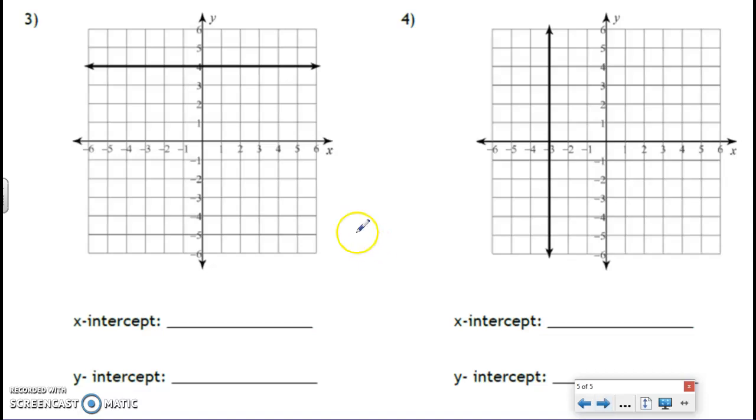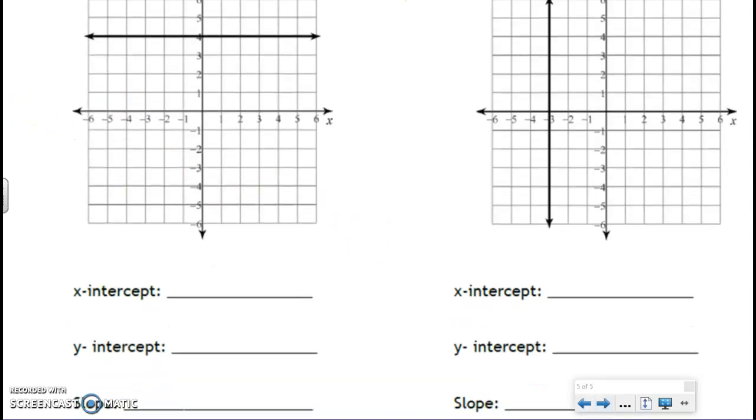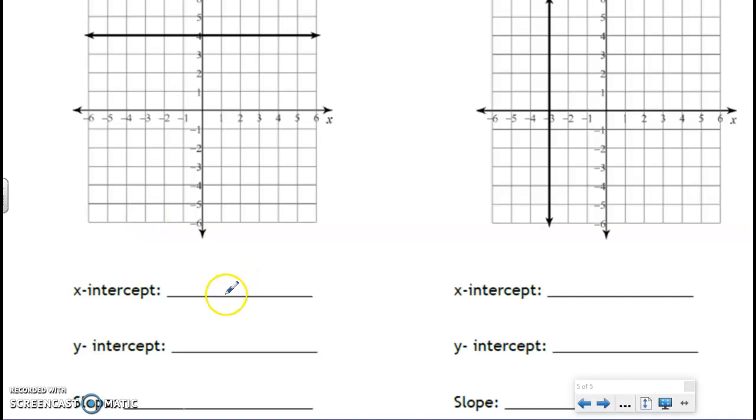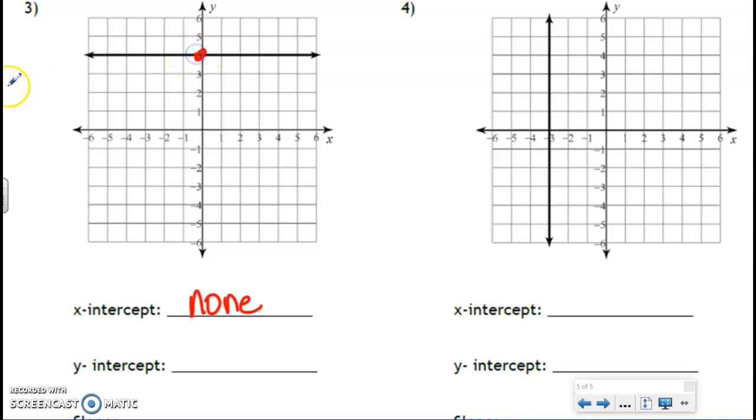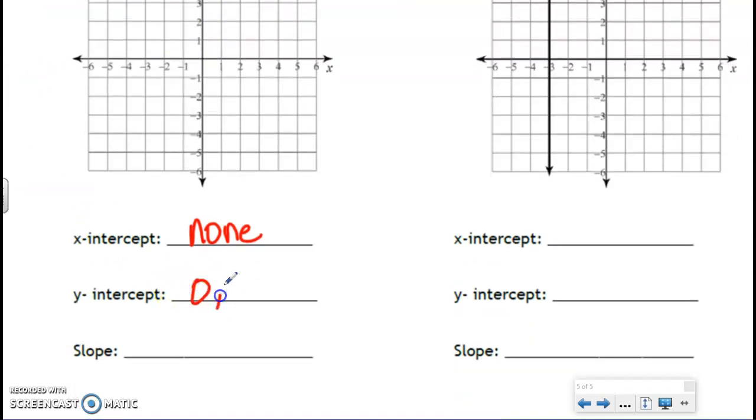Last two you should have on your note sheet. These are your VUX and HOY problems. Notice this doesn't cross the x-axis at all. Okay, so there's not an x-intercept, but it does cross the y-axis at 4. So my y-intercept is 0, 4.